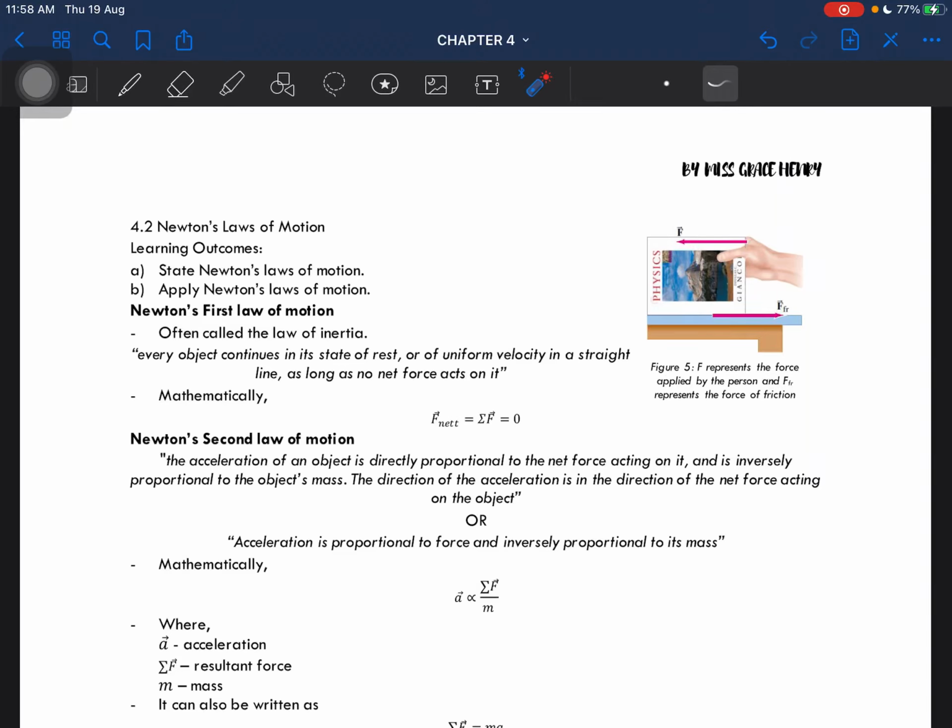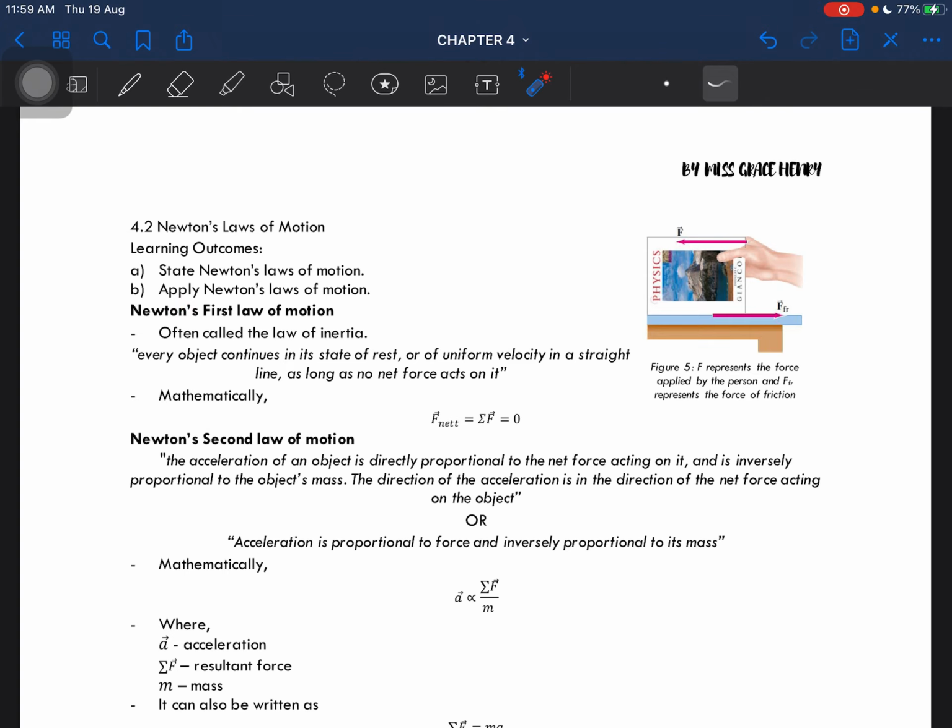Right. Final subtopic for this chapter is on Newton's laws of motion. So we know that we have three types of motion. We have to be able to state Newton's laws of motion, and lastly apply Newton's laws of motion.